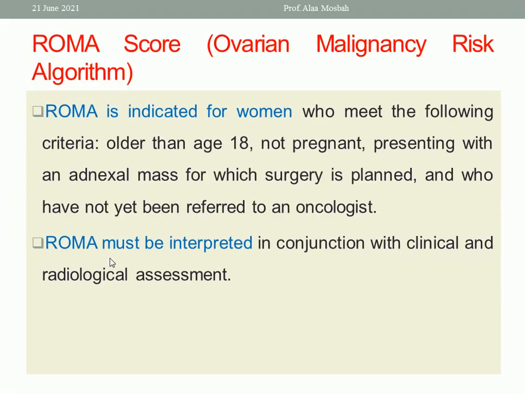ROMA is indicated for women who meet the following criteria: older than age 18, non-pregnant, presenting with adnexal mass for which surgery is planned, and who have not yet been referred to an oncologist. ROMA must be interpreted in conjunction with clinical and radiological assessment. Of course, you should use all of them: the ROMA score with the clinical results and radiological evaluation.